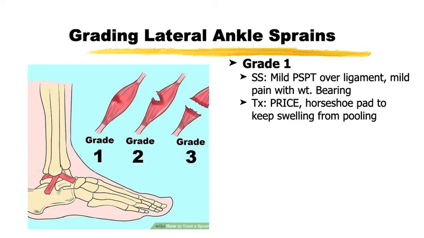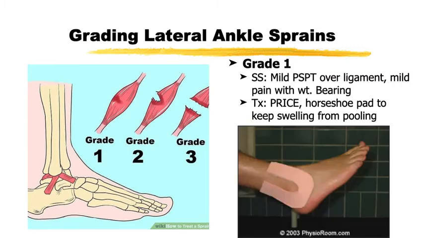So grade 1, most of the symptoms are pretty mild. We have a little bit of pain, swelling, point tender over one of the ligaments, typically the ATF. They have some pain with walking or weight bearing. That's what WB stands for, weight bearing. So they can still walk. We can probably tape them up and get them back in the game. But the typical treatment here is PRICE: protection, rest or restricted activity, ice, compression, and elevation.